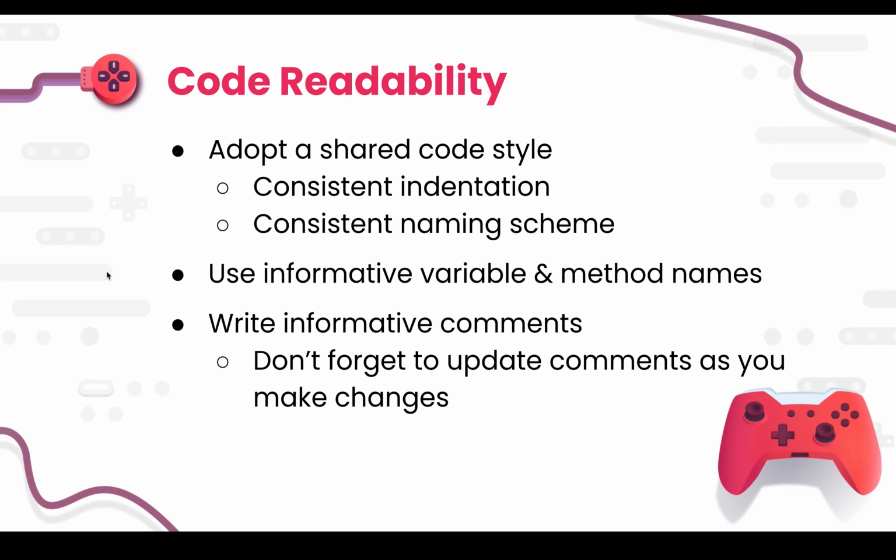Related to this is using informative variable and method names. Whenever possible, don't use variable names like i, j, n, m. Instead, you should attempt to use variable names that actually describe what that variable is. Ideally, these variable and method names will be informative enough that you won't even need comments to understand what they represent or what they do.